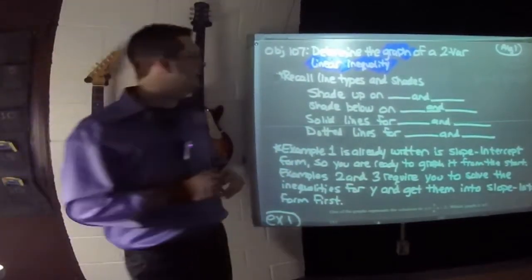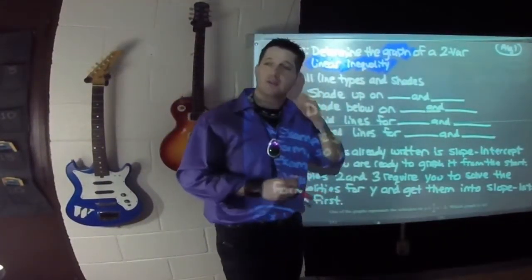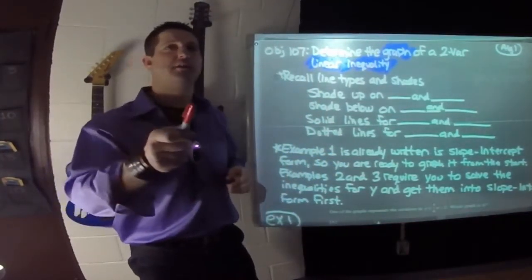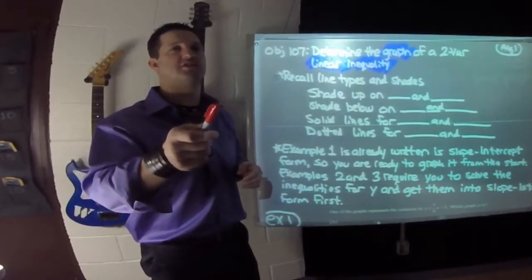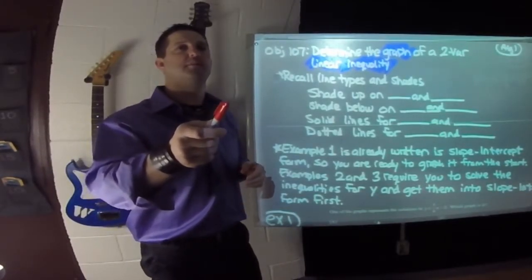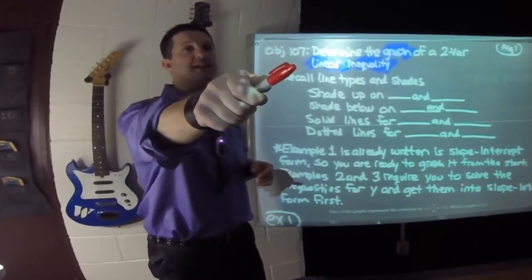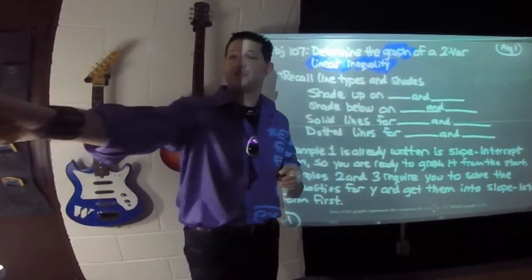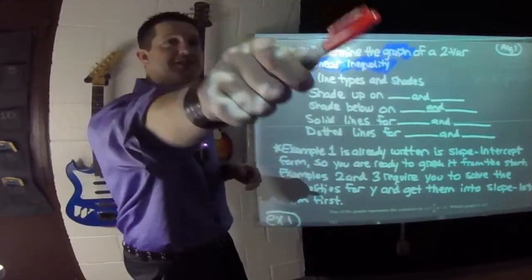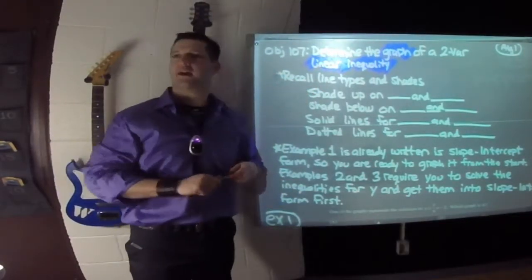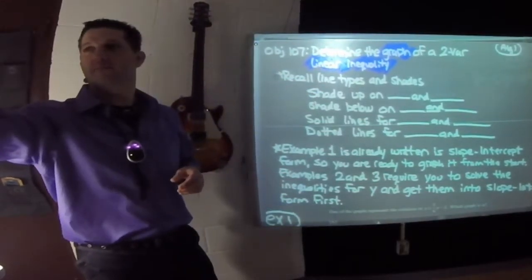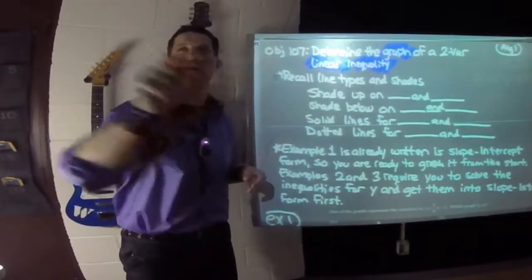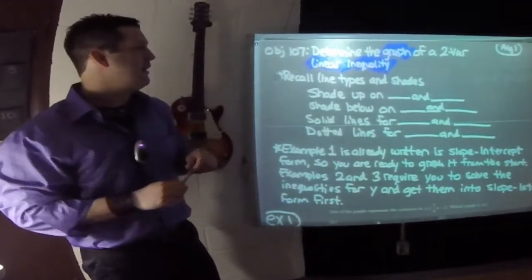When I call on Jacob, I want you to say solid line. Preston, every time I call on you, just say dotted line. If I call on you and you say dotted line, I'm going to throw this pen at you. Brianna, if I call on you, you say shade up. If I call on you, you say shade down. So solid, dotted, shade up, shade down.